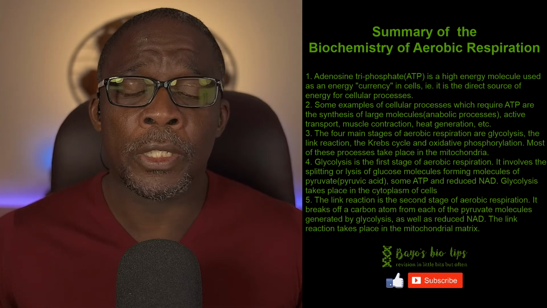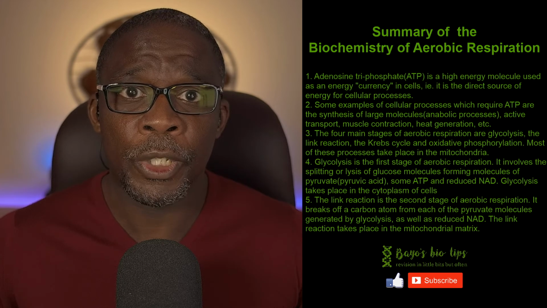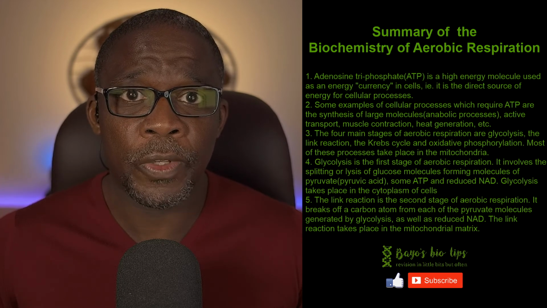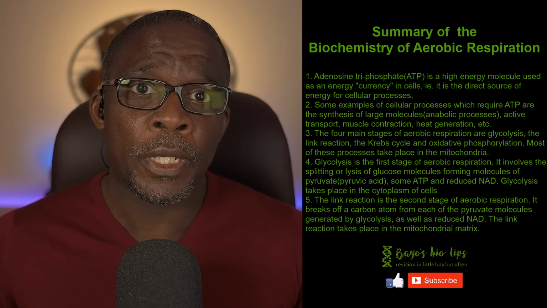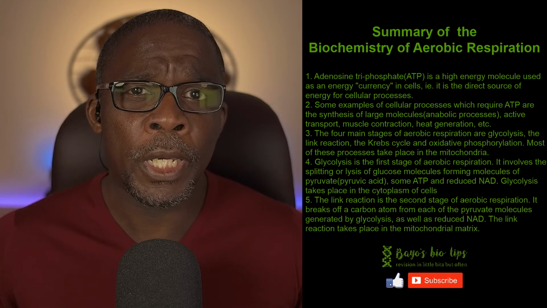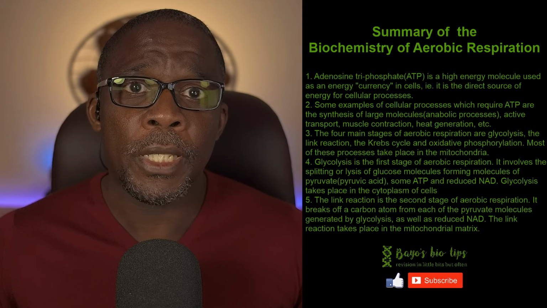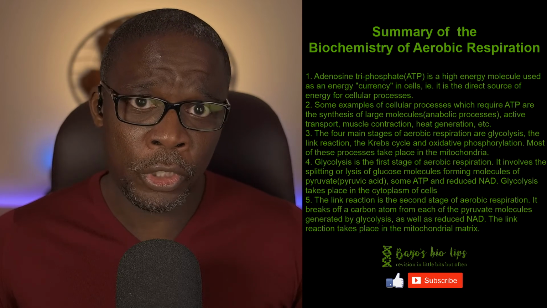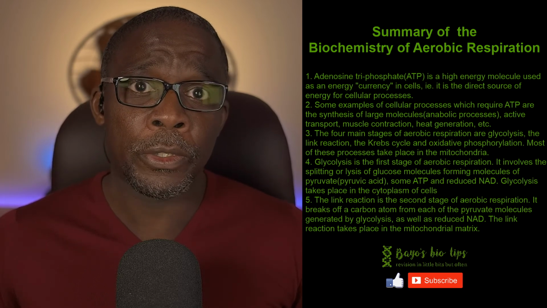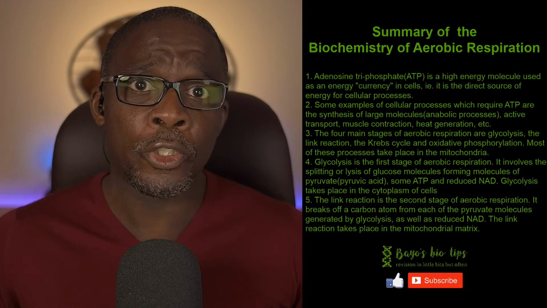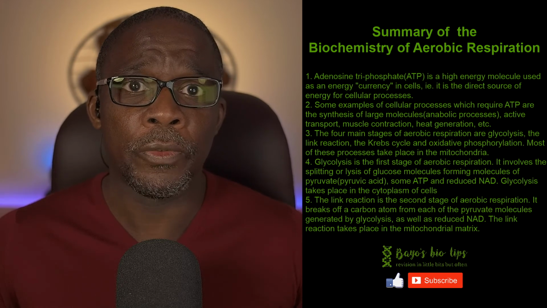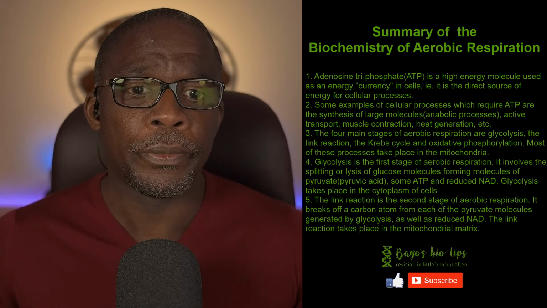First, we looked at ATP, which stands for adenosine triphosphate, and we talked about it as an energy currency in cells. What do I mean by an energy currency? It's basically the molecule that's used by cells as a store of energy for cellular processes.